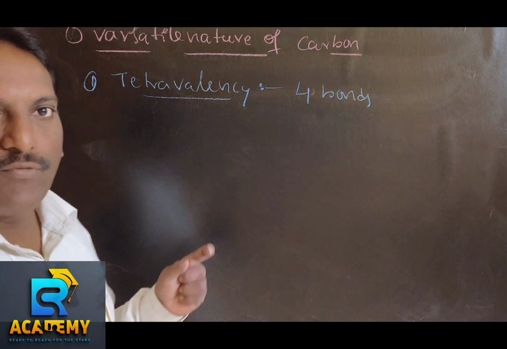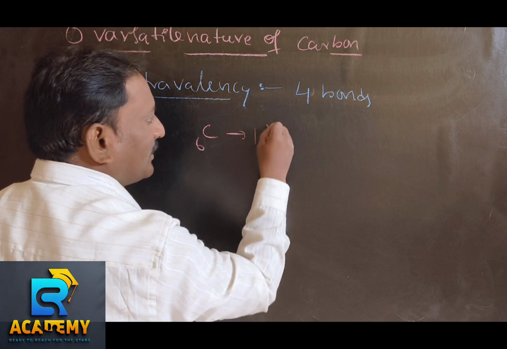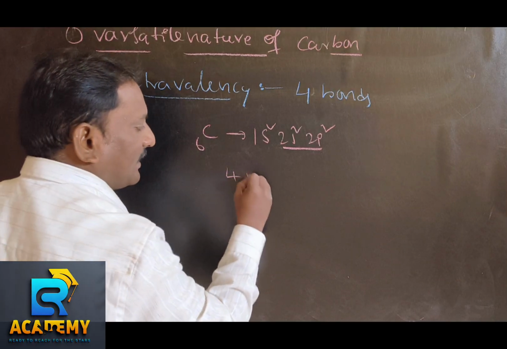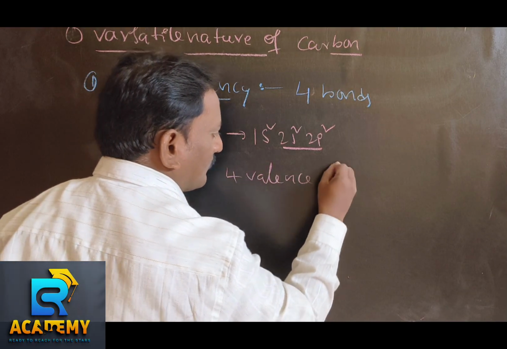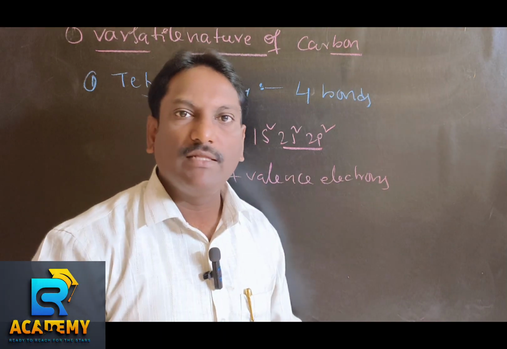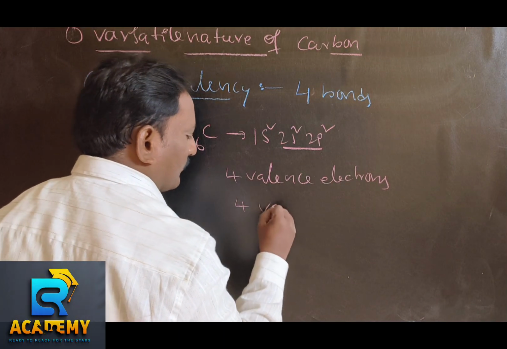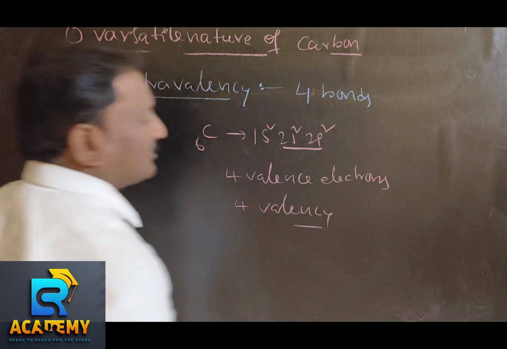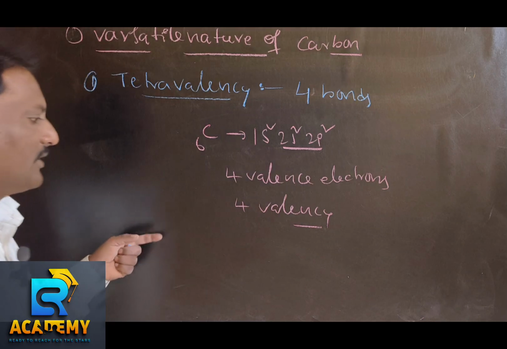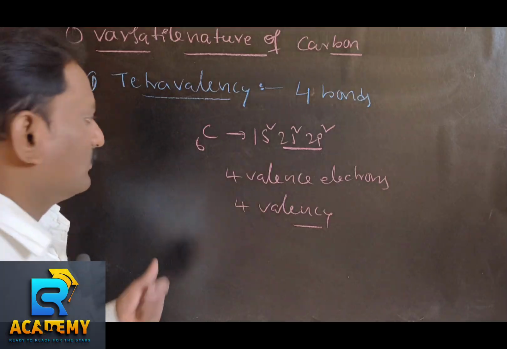Because of what? Let's look at carbon's valency and valence electrons. Carbon has atomic number 6, electronic configuration 1s2, 2s2, 2p2. It has 4 valence electrons. If an element has 4 or fewer valence electrons, its valency is equal to that number. That means carbon's valency is also 4. Carbon is ready to give 4 bonds with neighboring atoms by sharing its 4 valence electrons.